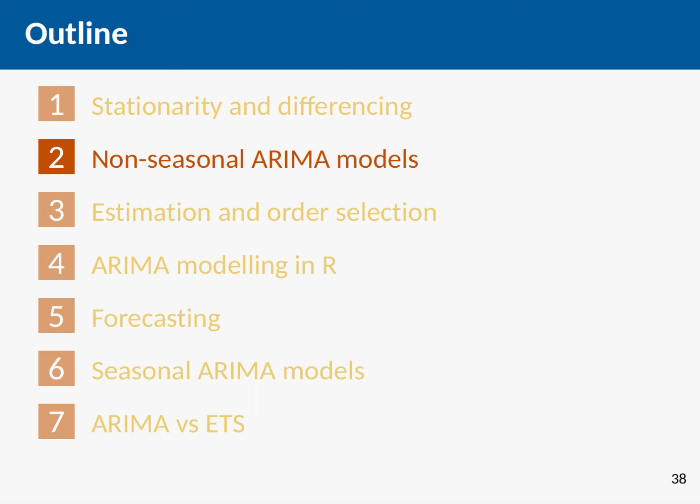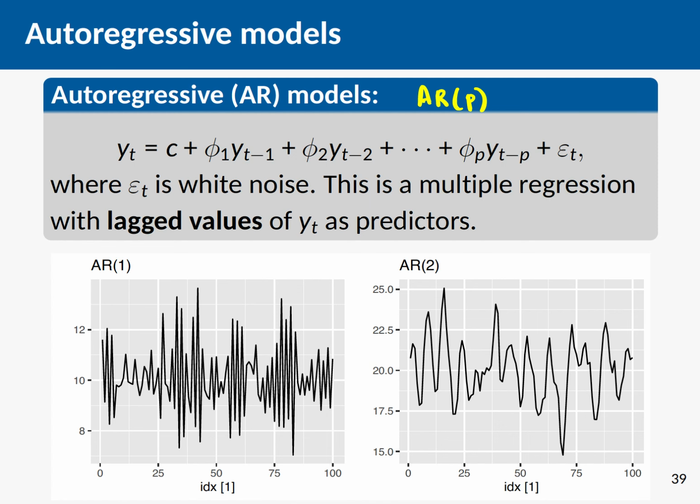In this video, we're going to be talking about the simplest ARIMA models, barring the seasonal component. So these are called non-seasonal ARIMA models. The first part of ARIMA models is the AR component, which is the autoregressive models, derived from the word auto, which is saying regressed on itself. Auto meaning self.